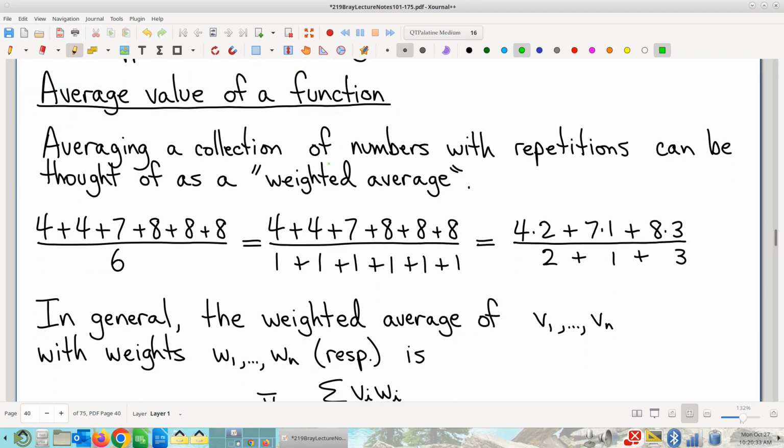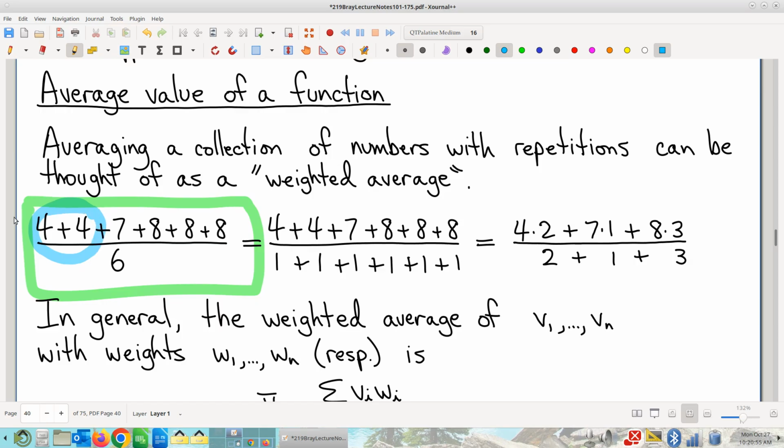We're going to start with just the idea of averaging numbers, and I think you all know how to average numbers. Here I'm averaging 6 numbers. But kind of I'm only averaging 3 numbers. Right? Sort of. A little bit. I mean, it's 4, 7, and 8 are the numbers I'm averaging. But I'm averaging 4 twice. Like it counts twice. We're double counting the 4.